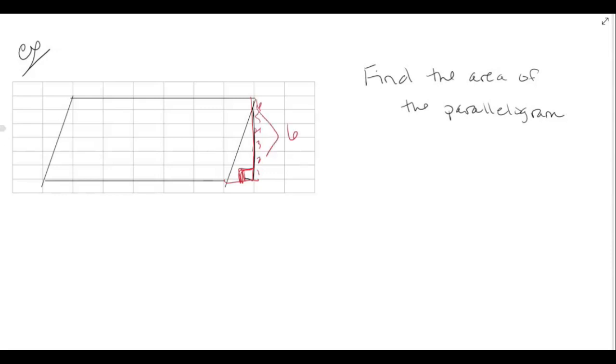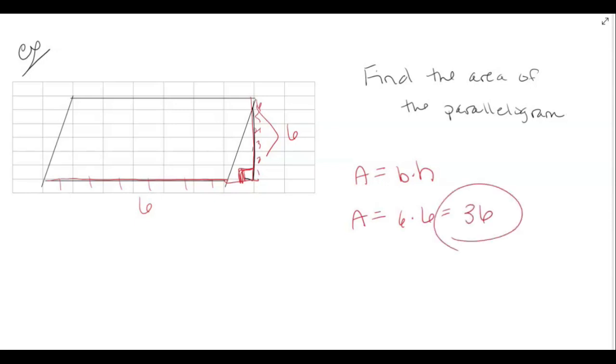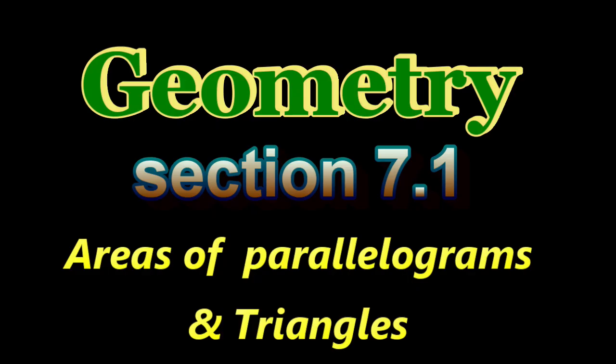So this height is 6, and it's perpendicular with this base, which again you can count 1, 2, 3, 4, 5, 6, also 6. So to find the area of this parallelogram, it's the base times the height. The base is 6, the height is 6, and so your area is 36. Okay, so just make sure on that grid that you're identifying the perpendicular and counting the correct number of spaces. All right, go ahead and finish up your notes, read through the section, and begin your assignment.